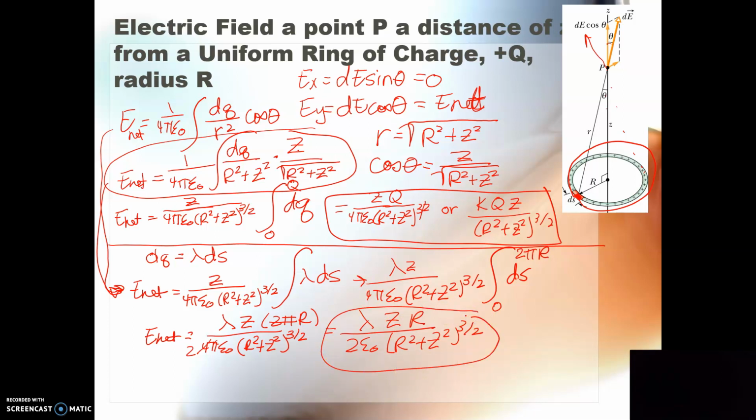And of course, you could still do it in terms of lambda, and then lambda, for the total ring, would be q over 2 pi r. So if we put this in for our lambda, you're going to notice that you're going to get the same thing you got up here. So funsies. All right. So that is a ring of charge. Not too bad, right? I like that kind of integral. All right, that's enough for this.